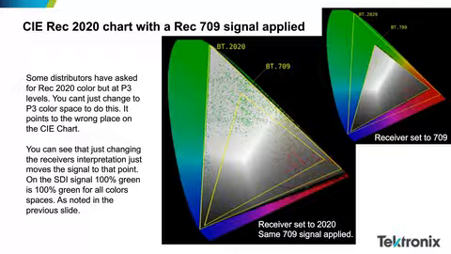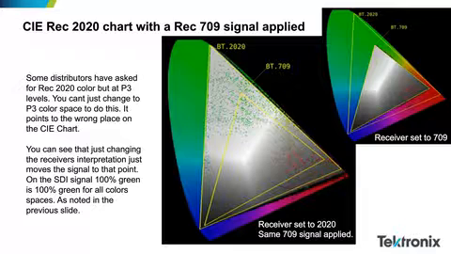The receiver was set to 709. It was a 709 signal that was applied to it. All we did is take the receiver and tell the receiver, you are now 2020. We left the same 709 signal applied to it because the receiver says, oh, now that 3AC hex is 100% of 2020 space, that same exact signal now filled the entire 2020 triangle.